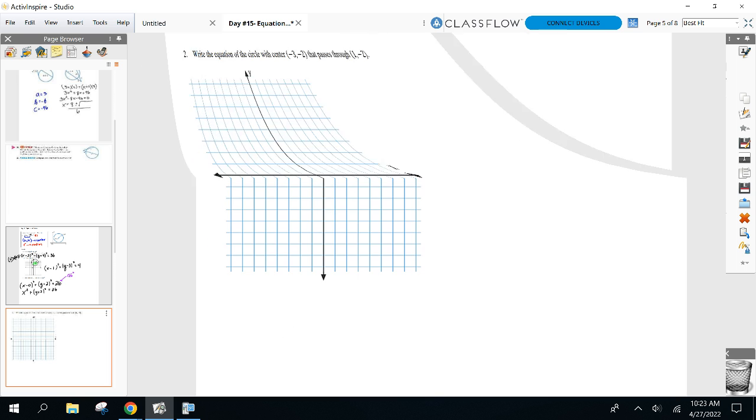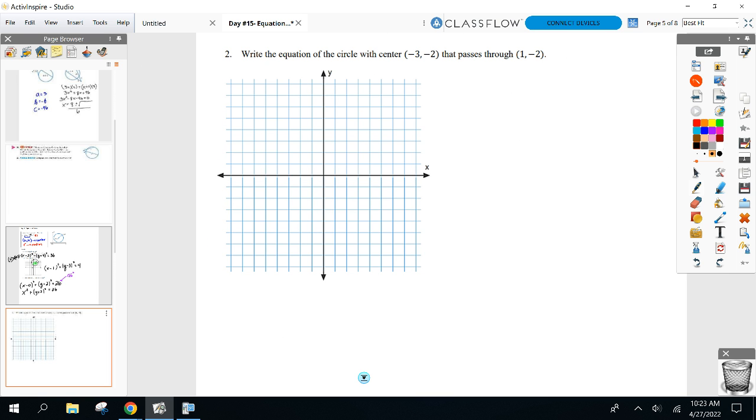All righty? And I think I got one more. Write the equation for you. All right, so my center's at negative 3, negative 2. There's my center. And it goes through 1, negative 2. So the actual circle goes through 1, negative 2.